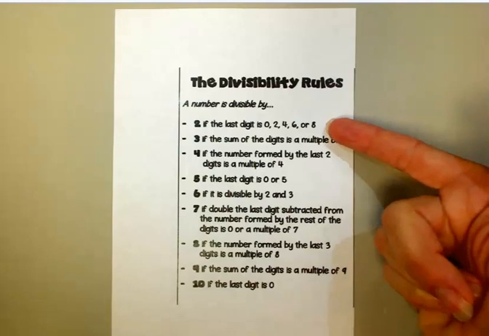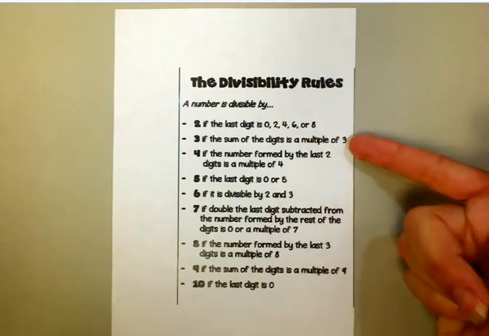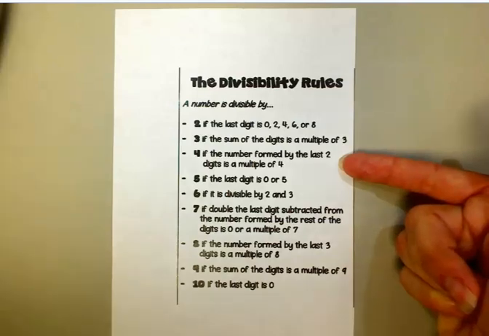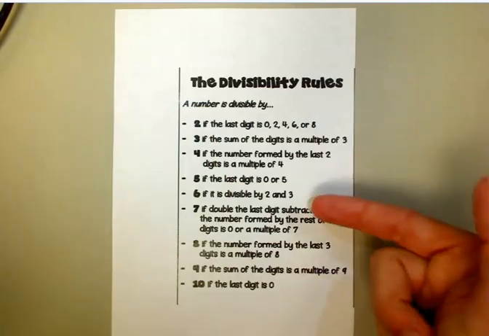If the last digit of a number is either 0, 2, 4, 6, or 8, meaning it's an even number, then it's going to be divisible by 2. If the sum of the digits is a multiple of 3, then it's going to be divisible by 3. If the number formed by the last two digits is a multiple of 4, it's divisible by 4. If the last digit is 0 or 5, it's going to be divisible by 5.